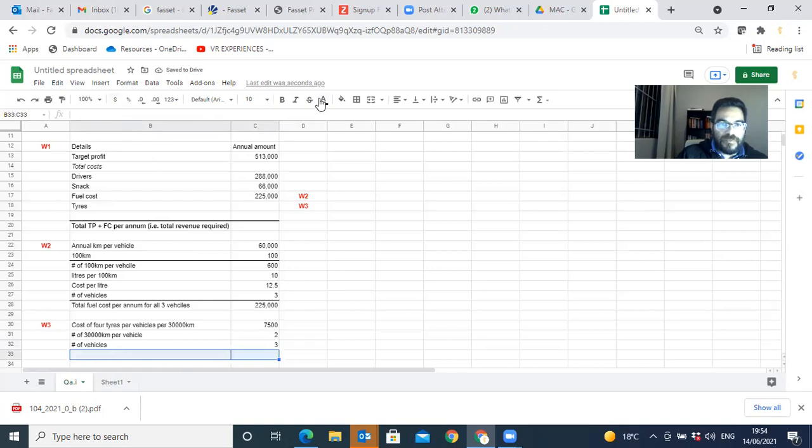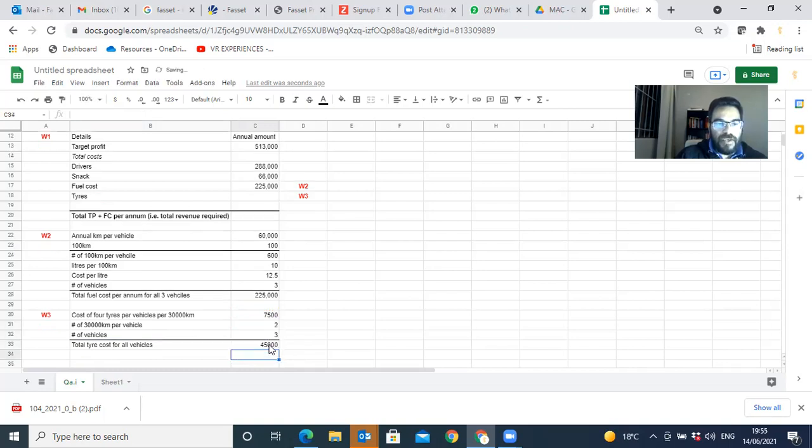Remember, in the exam you don't have to go into so much detail in the way I'm wording it. You can obviously write it in one line. But you're going to use this afterwards, so that is why I'm giving a little bit more detail. So now I want to get to the total tire costs for all vehicles. What is that? It equals 7,500 times 2 times 3. So what does that give us? 45,000.